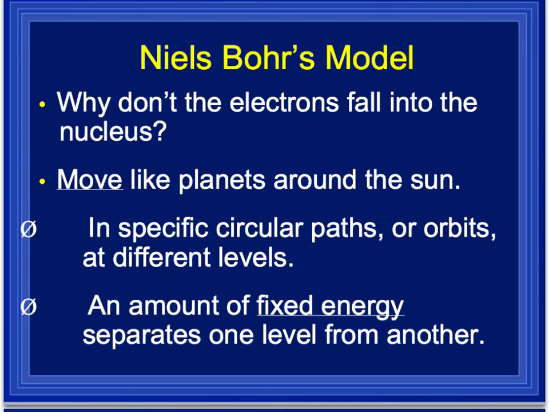Niels Bohr came up with one that might help explain that model, and so his question was, well, why don't electrons fall to the nucleus? We already knew at this time that electrons were negatively charged and protons were positively charged, so you would think that that attraction would bring them swinging in. But his explanation for this was that they move like planets around the sun. Just like our planets don't go crashing into the sun, electrons wouldn't go crashing into the nucleus. He said that they orbited in specific circular paths or orbits at different levels, and he said that there was a specific amount of fixed energy that separates one level from another.